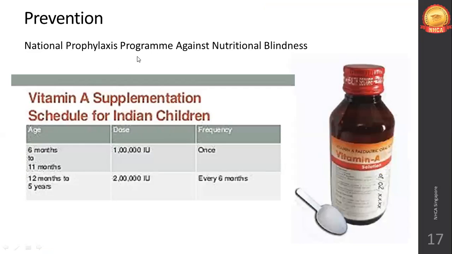This is the National Prophylaxis Program against nutritional blindness. The vitamin A syrup bottle, along with the spoon, will be given, and the PHC workers, the nurses in the PHC, the Anganwadi workers, have the knowledge of how to use it. One teaspoon will have around 1 lakh international units of vitamin A, and 2 teaspoons will have 2 lakh IU. Based on the immunization schedule, they know what the child has received previously and how much dose to give in subsequent visits.